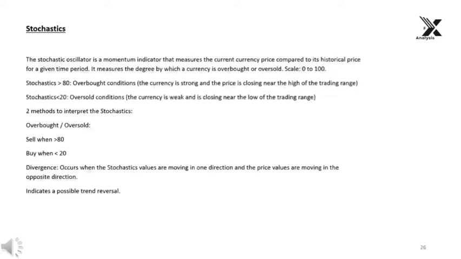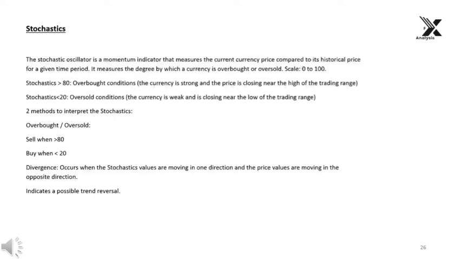Stochastics above 80 is overbought conditions, the currency is strong, and the price is closing near the high of the trading range. Stochastics below 20 is oversold conditions, the currency is weak, and is closing near the low of the trading range. Two methods to interpret the stochastics. Overbought and oversold, and divergence.